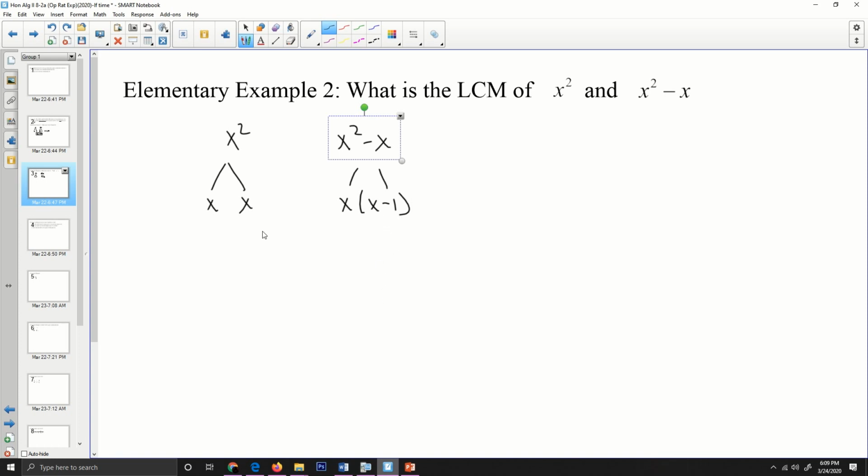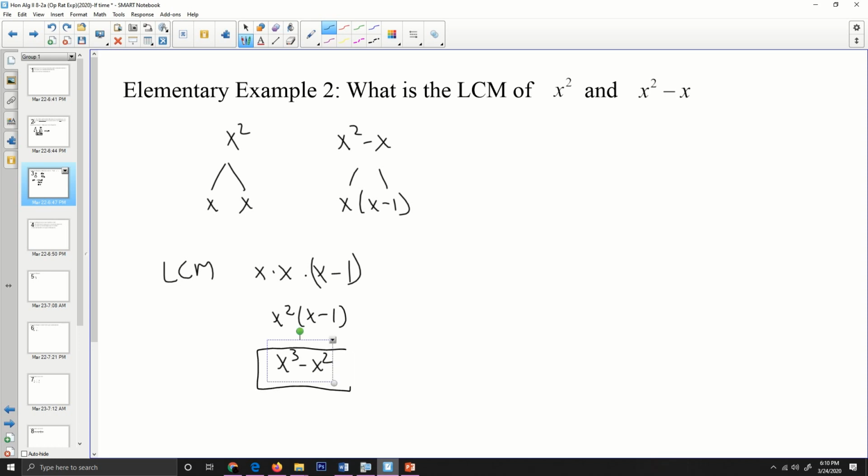And so the greatest number of x's is 2. So I'm going to need the two x's here for my LCM because that's the greatest number of x's. And then the greatest number of x minus 1's, and I'm going to need to multiply by that. So the LCM of this is going to be x times x, which is x squared, times x minus 1, which is going to be x to the third minus x squared. So the least common multiple of x squared and x squared minus x is x cubed minus x squared.